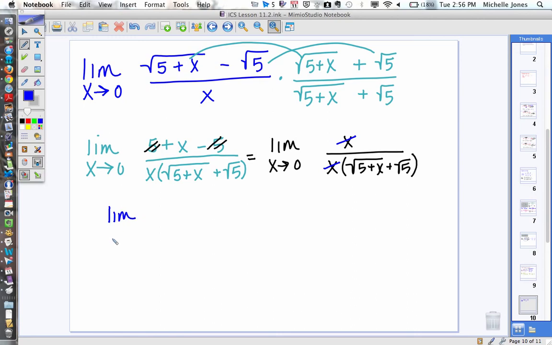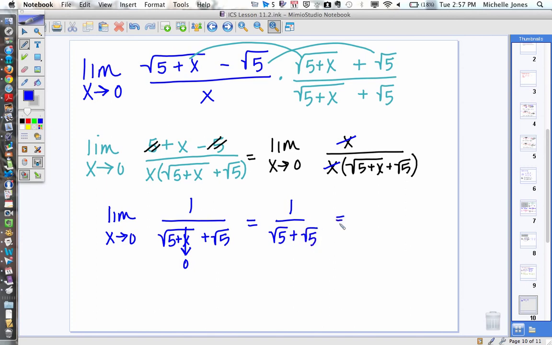So now we're going to be able to substitute 0 in for x. So in the numerator you have a 1. You still have a value there. It's the square root of 5 plus x plus root 5. x is 0, so this goes away to 0. So our answer is 1 over the square root of 5 plus the square root of 5. Now no need to change that to a decimal. If you want to clean it up a little bit, you can do 1 over 2 square roots of 5. All right, so there's your answer.